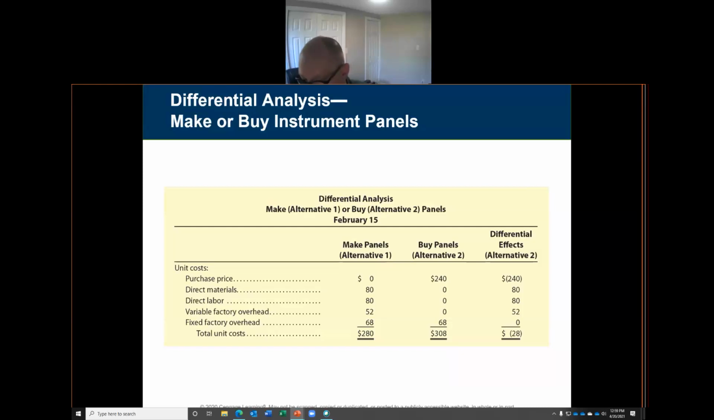I can buy it for $240, but I'm still going to have fixed factory overhead. Still got to keep the lights on. So $240 plus $68 per unit is $308 per unit to actually buy it. So given this differential analysis, it makes sense for me to make it in-house. Although it costs me more to make it than it does to buy it, I still have fixed factory overhead even if I decide to buy it.